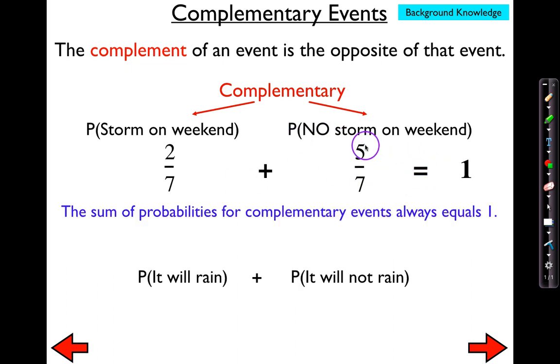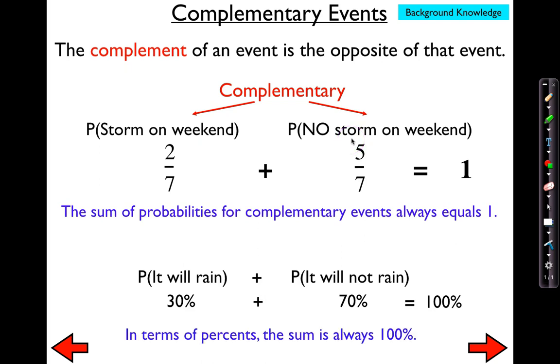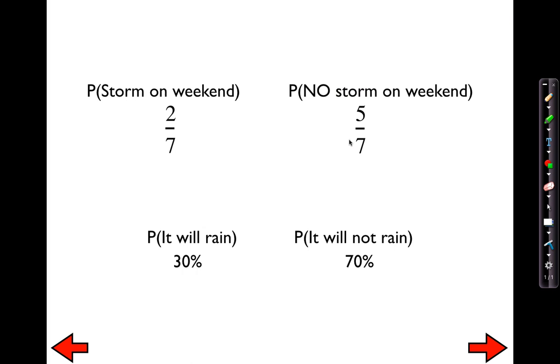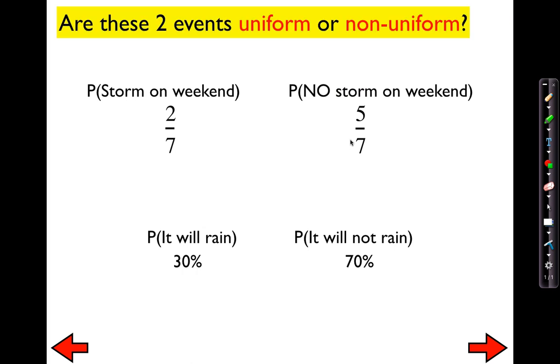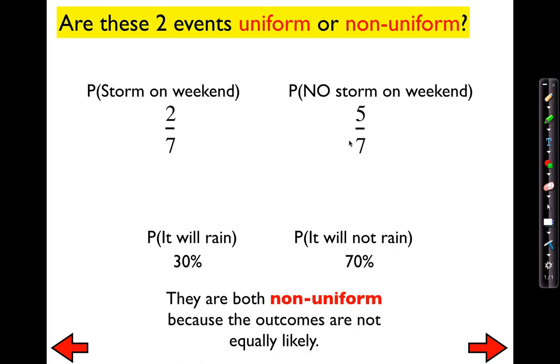Now this also occurs when you describe it using a percentage. So the probability of it raining is 30%. The probability of it not raining is 70%. So here you're going to notice that it adds up to 100 instead of 1. Okay, so using these examples, if I asked you, are these events uniform or non-uniform? Hopefully you would say they are non-uniform because both are not equally likely to occur. It's more likely for it not to be a storm in the weekend, and it's more likely for it not to rain.